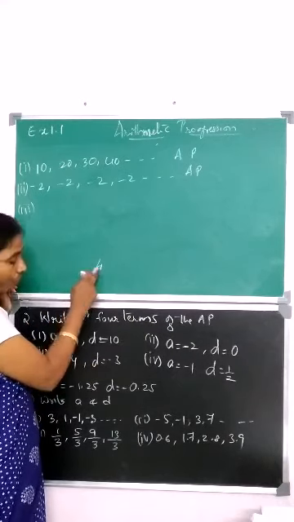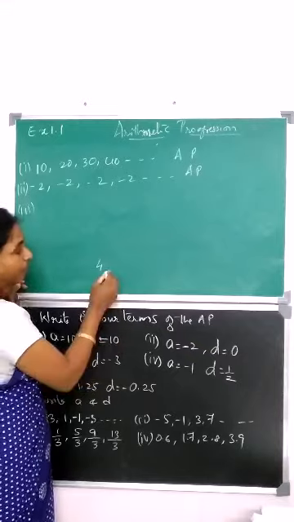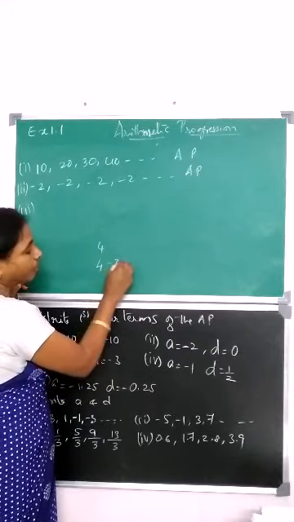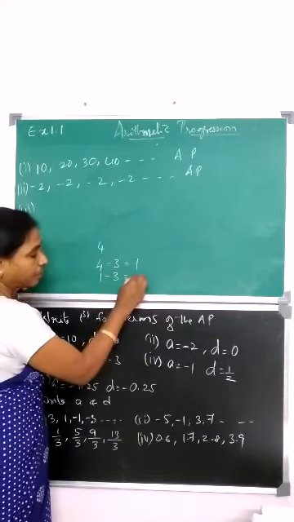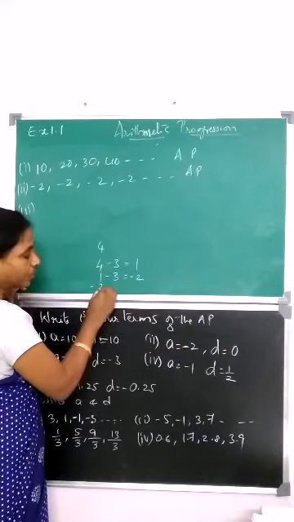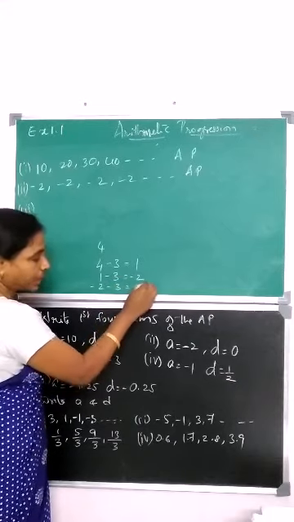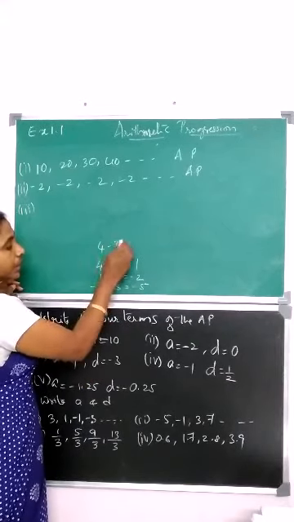We have to go on subtracting. That means 4. After 4, -3. From 4 you have to remove -3. 4 - 3 is 1. Now 1 you got. From 1 you have to remove -3. -2. You got -2. From -2 you have to remove -3. -5. Like this you have to keep doing.